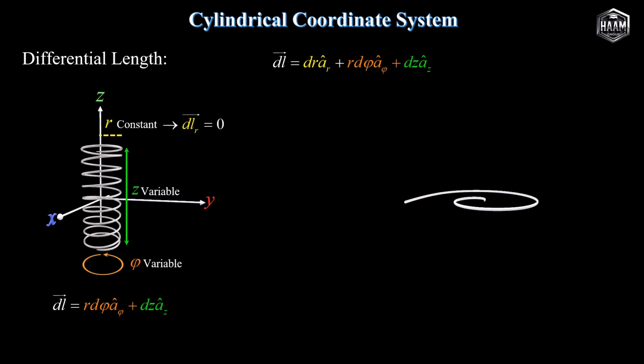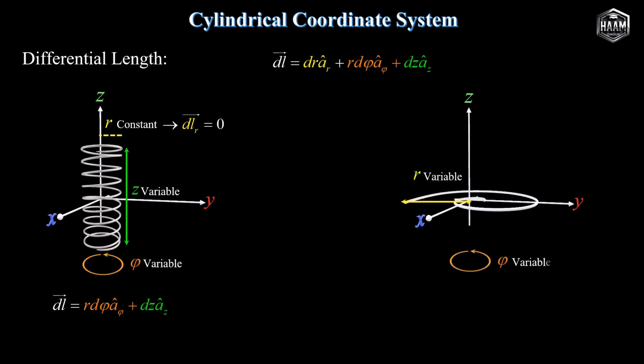Now, please observe this shape. If we consider this within the coordinate system, you can see that r for the points forming this shape is not constant.